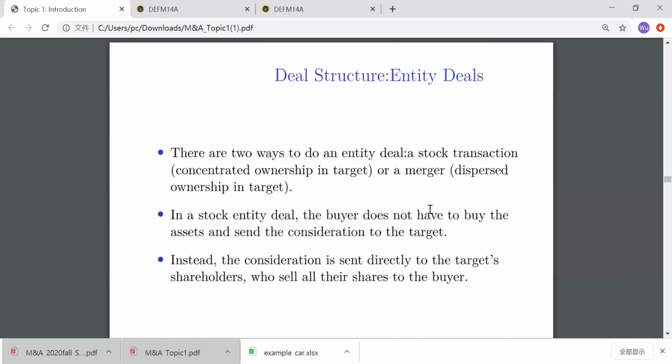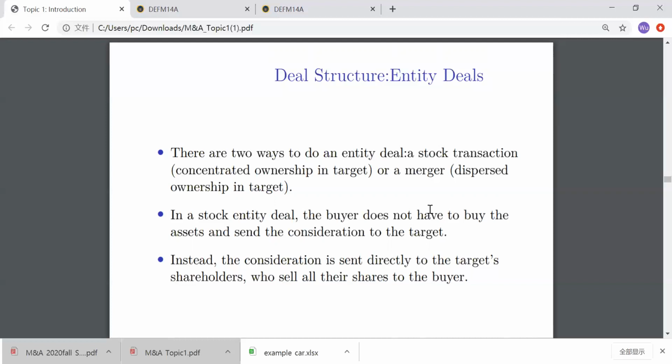And if there is dispersed ownership in the target, meaning the target firm is held by many different shareholders, then in that case you have to do a merger. So in that case, you have to get approval. If it's a stock merger, then you have to get approval of all the shareholders.